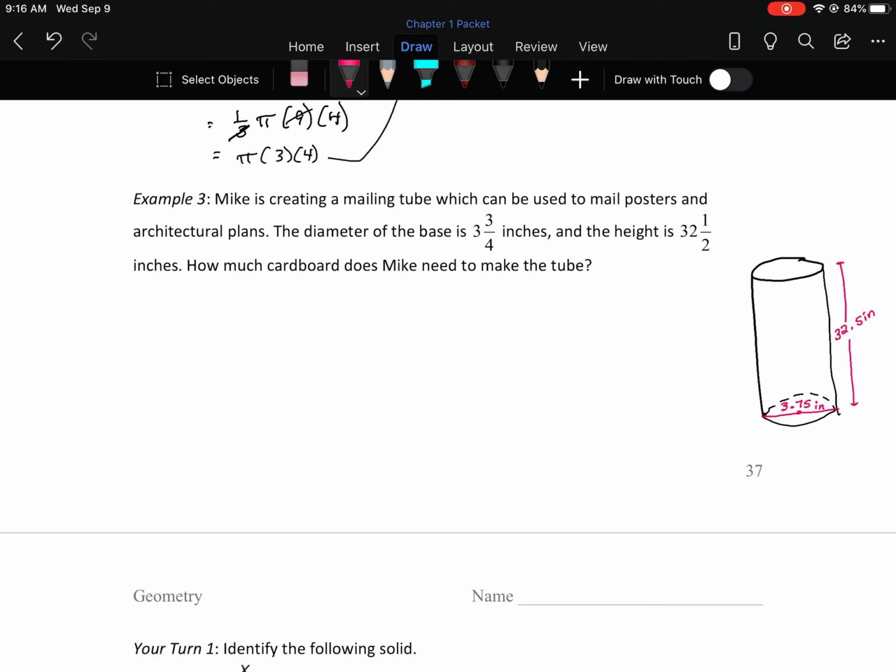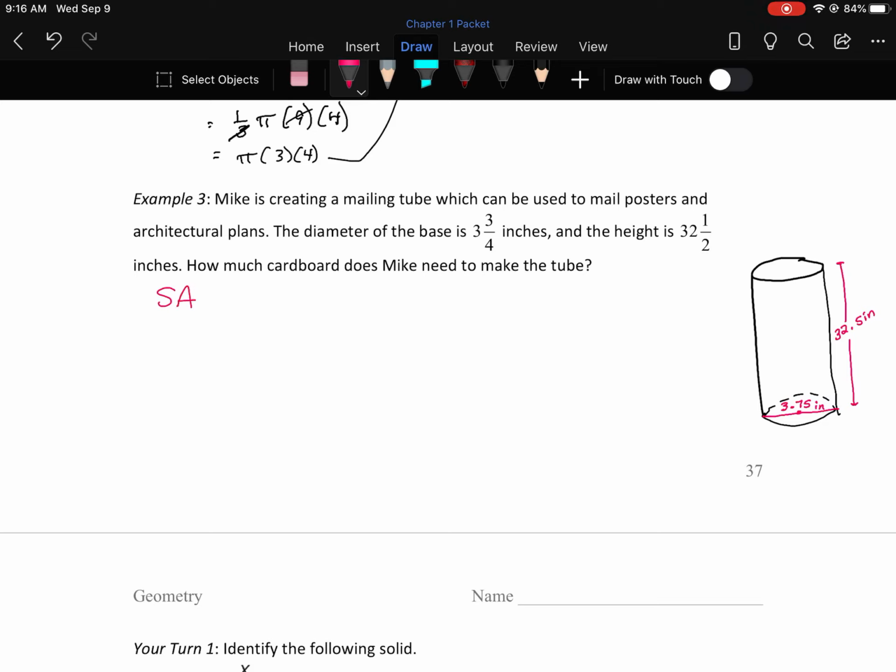Okay, so how much cardboard does he need? So we need to think about that. If it's asking how much cardboard he needs to make this, are we trying to find surface area or volume? So are we having the cardboard fill the inside? And if you ask yourself that question, it is no. We just want it to make the outside. So we're actually just looking at surface area.